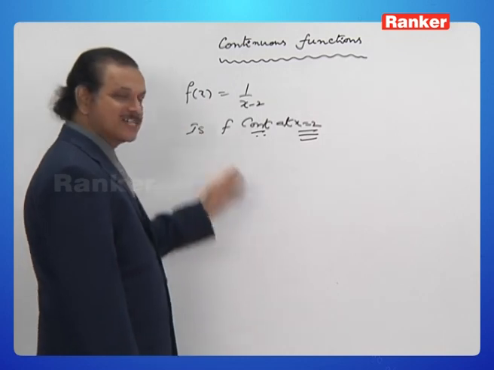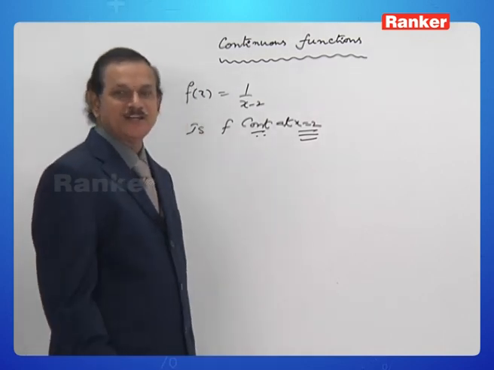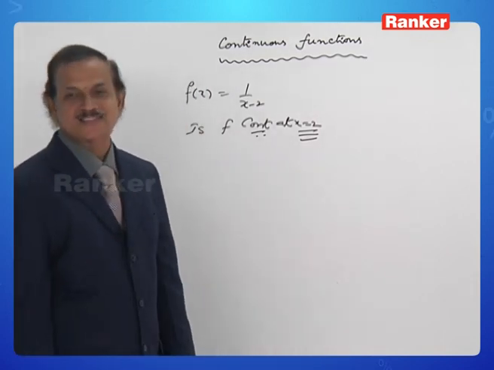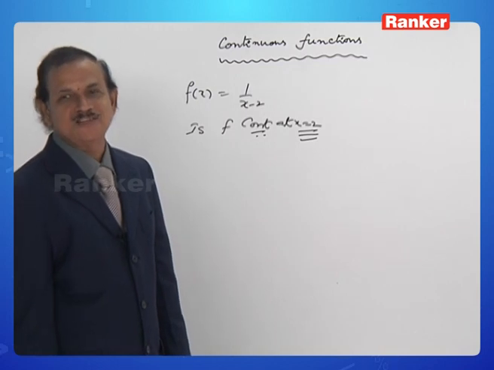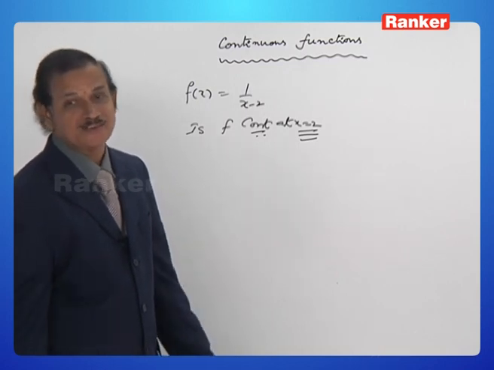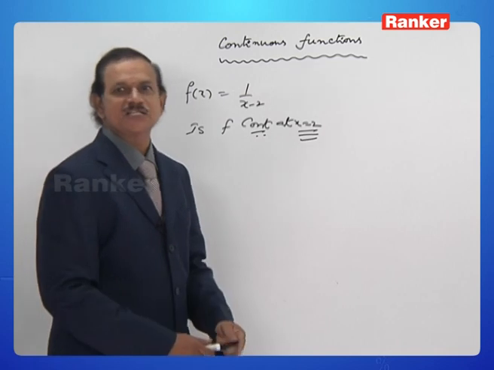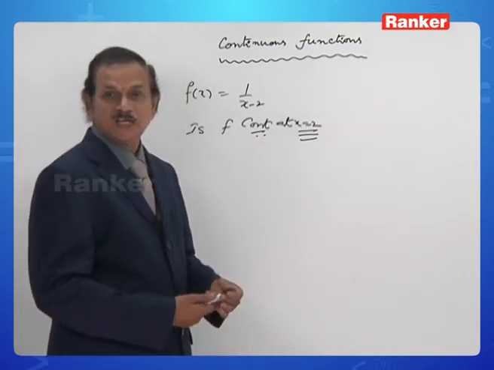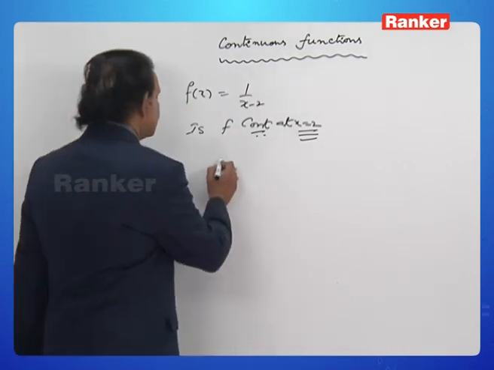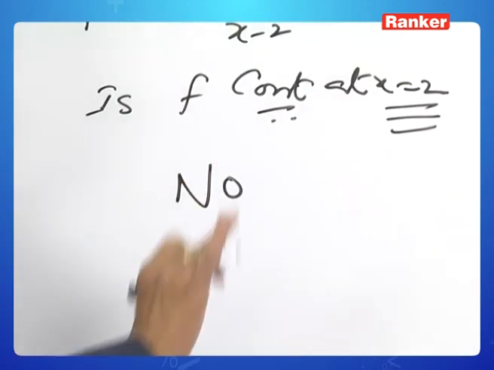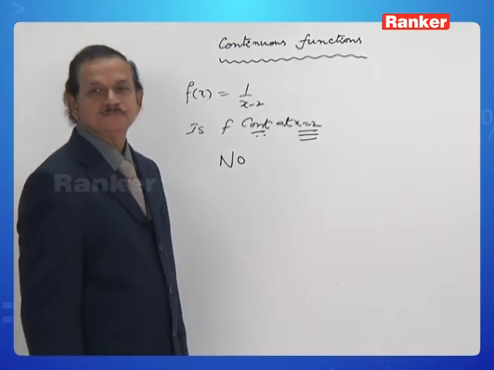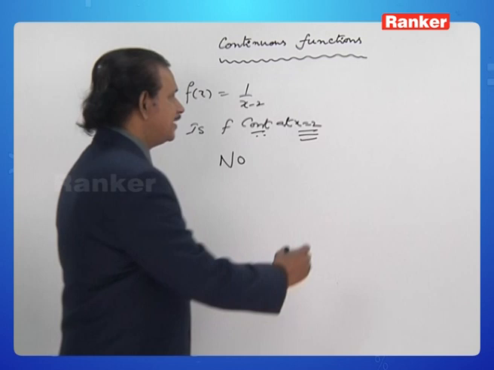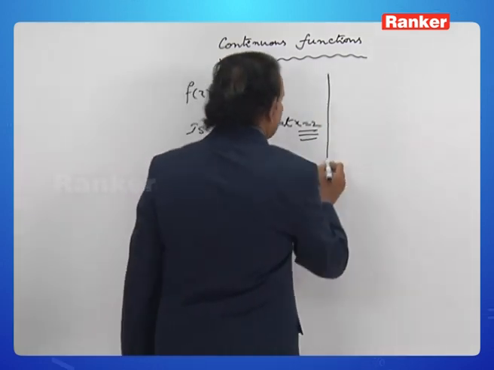So, the function has not qualified in the quarterfinals itself. No question of considering its limit or equality. So the first condition is a failure condition here. Therefore, f is not continuous at x is equal to 2. Well, let us see another example.